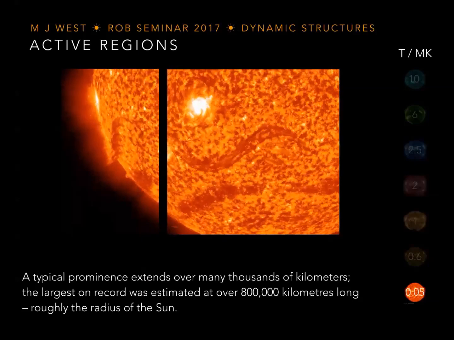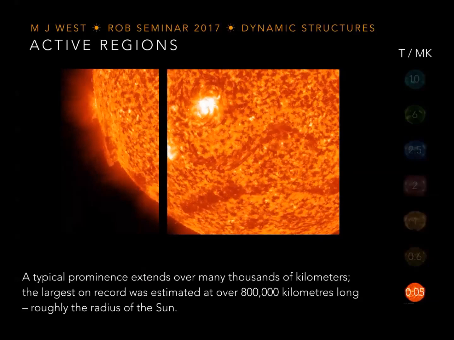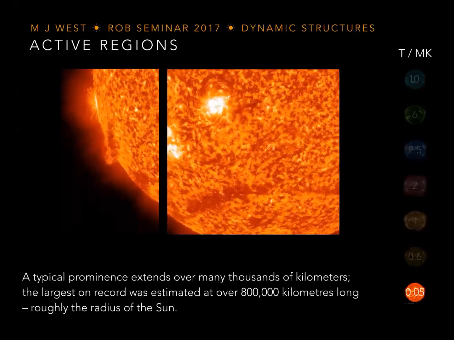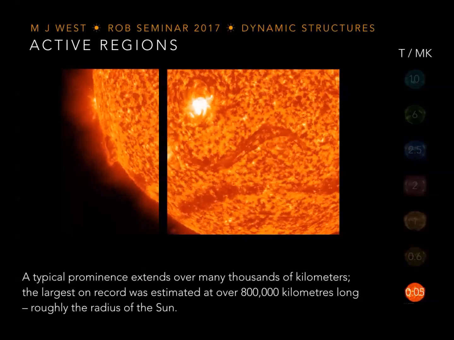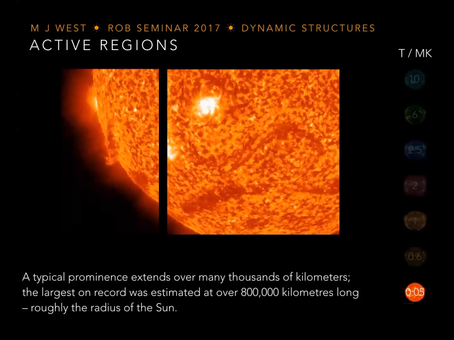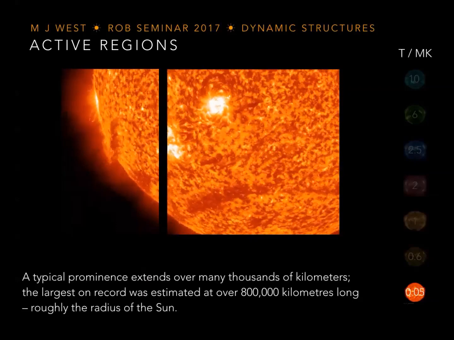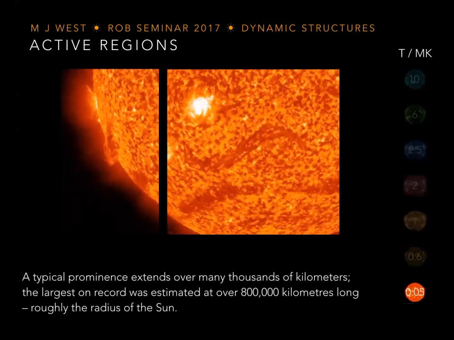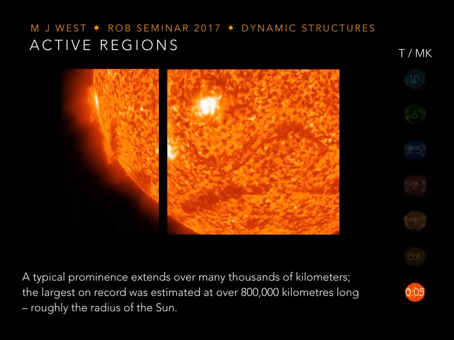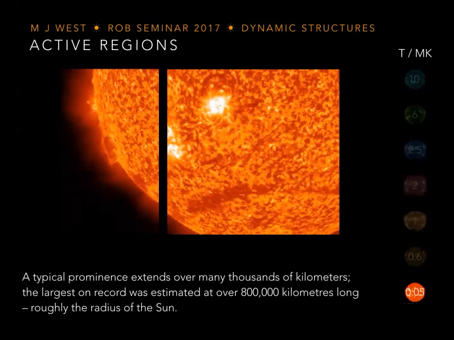And what happens is sometimes they can become unstable. What we find is they break apart and give rise to coronal mass ejections. Or this is one way we can produce coronal mass ejections. And it's still an active area of research trying to understand how and why these prominences form.